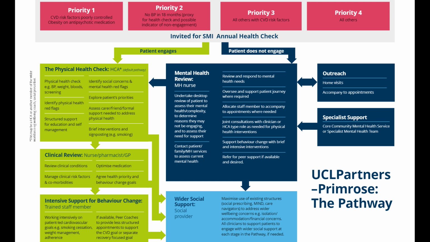It's likely that some patients will require a degree of outreach. So if they're not responding to your usual invitations for appointments, they might need the mental health nurse to collaborate with others to go and see them at home or to outreach them in some other way. And as we've said, there might be some need for specialist support. Overall, the idea is that you want to move anyone who's situated on the right-hand side of the algorithm, i.e. not engaged, to be able to move over to the left side of the algorithm because they've been supported to get well enough to do so.